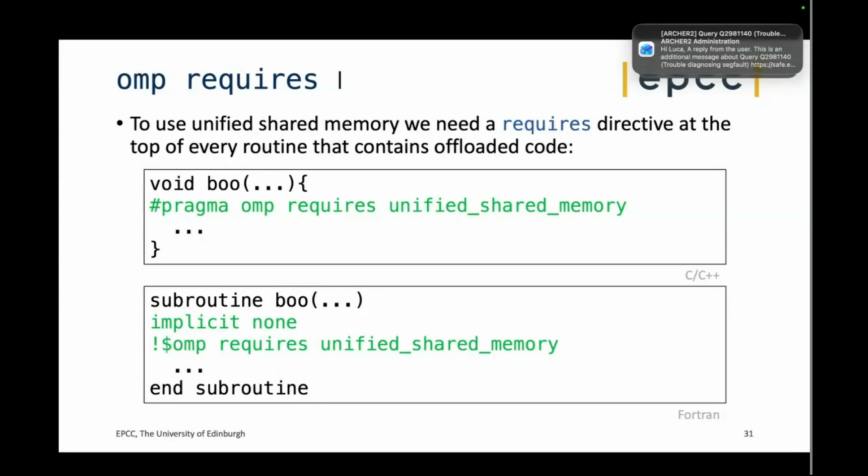This is the OpenMP way to do it. There are other ways, which are vendor specific, often by setting some environment variable. For instance, on MI300A, you can set an environment variable that will turn on unified shared memory, no matter whatever you have, this requires unified shared memory or not. But this is the standard way to do it. So all devices which follow the OpenMP standard will have to respect this requires directive.